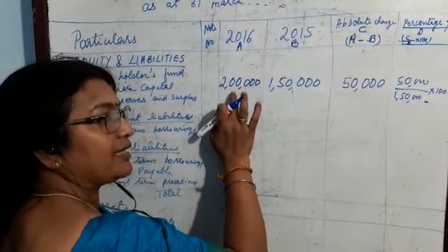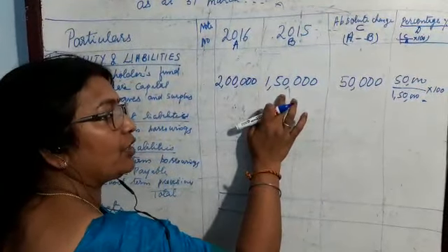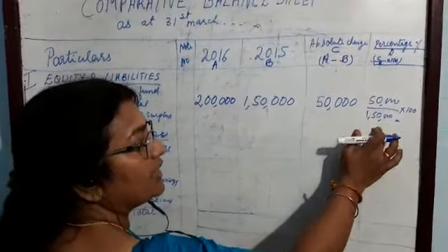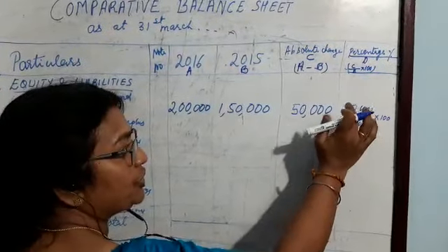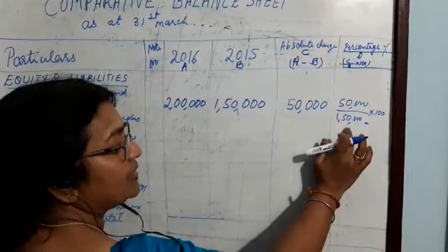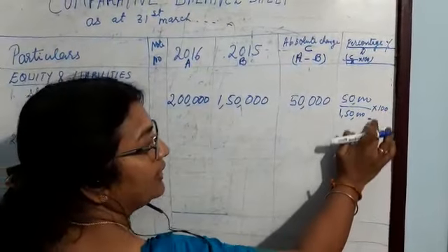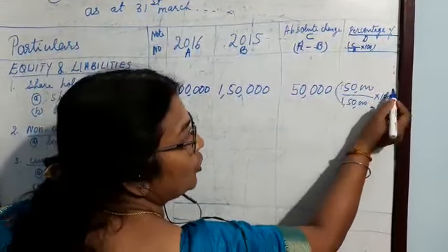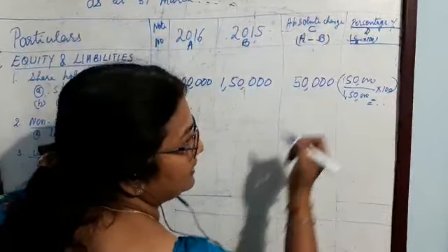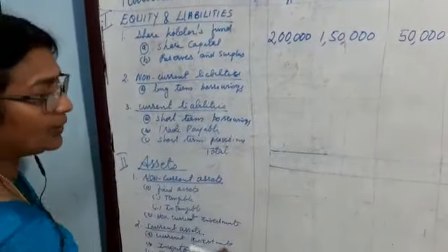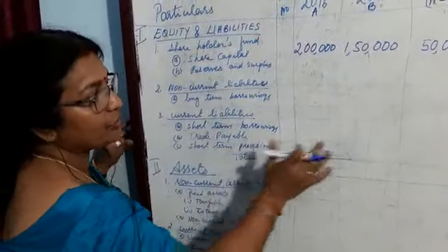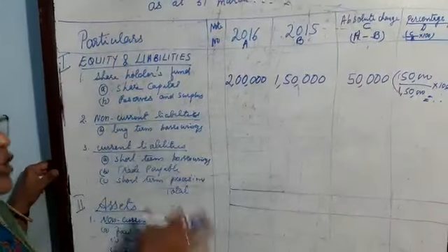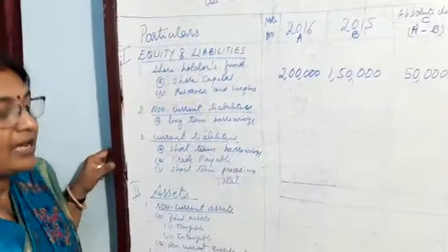So the current year is 2 lakh and the previous year is 1 lakh 50 thousand. A minus B is 50,000. For D, 50,000 is the absolute change, divided by B, the previous year 1 lakh 50 thousand, into 100, and the percentage will come. You should write only the percentage. Solve all items like this. If the format is given, draw these two columns and solve. If the format is not given, write the correct format and solve.